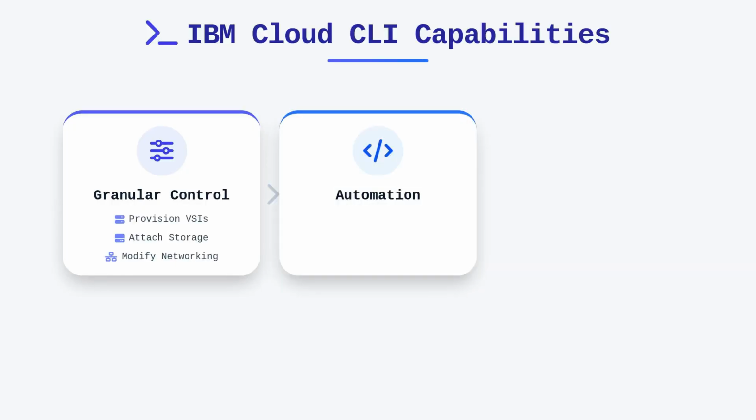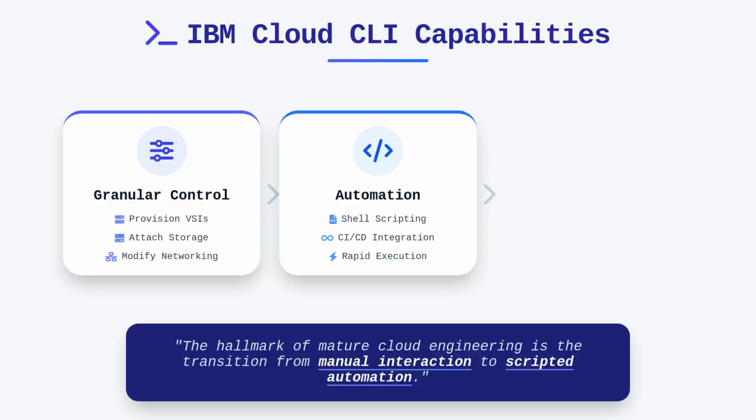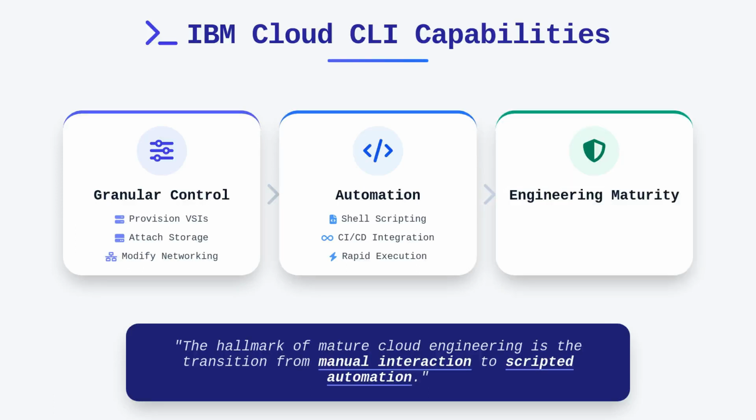If you find yourself consistently typing long sequences of commands, you can chain these instructions together into shell scripts or integrate them directly into your continuous integration and continuous deployment pipelines. This transition from manual interaction to scripted automation is the hallmark of mature cloud engineering practices. It allows you to treat your infrastructure layout as a version-controlled entity, which makes your deployments not only faster, but also significantly more reliable and easier to audit for compliance requirements.